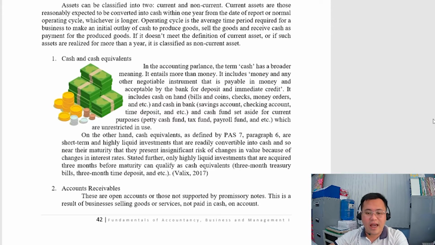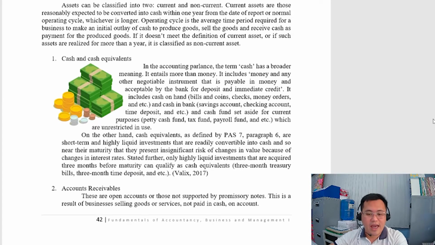And there are also cash which are in bank. So example, savings account, checking account, time deposit, and etc. So these are cash which are not in our hands but in our bank accounts under the account of the business owner. And cash funds set aside for current purposes. So example, we have our tax or our payroll to be paid to our employees. So we usually set funds for these expenses.